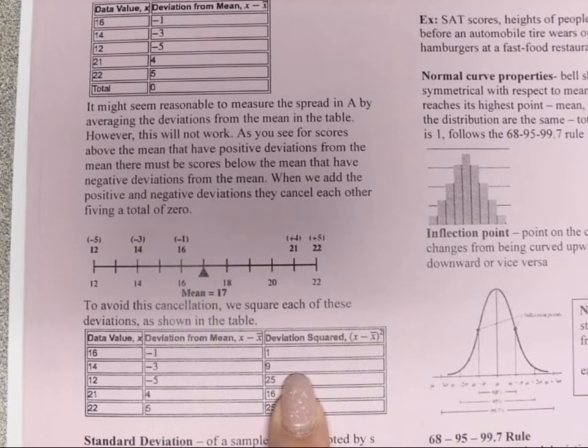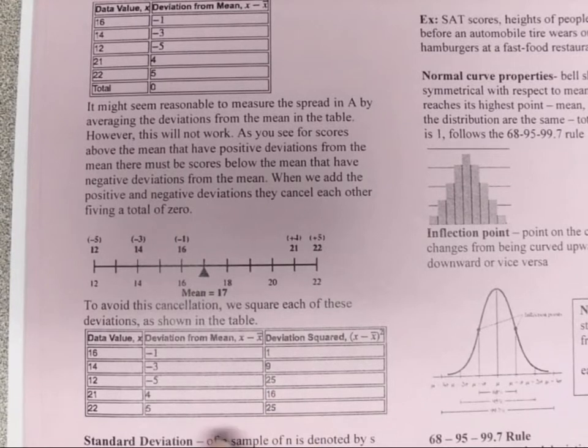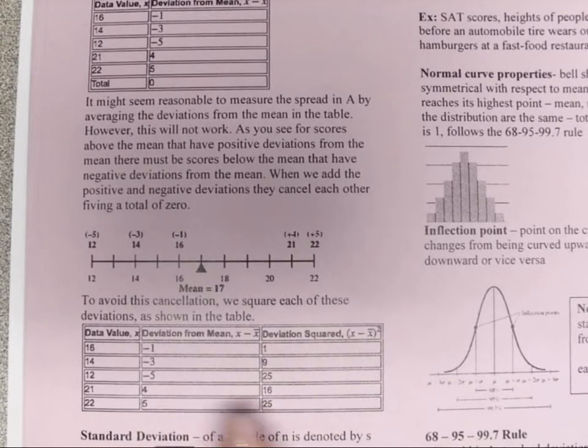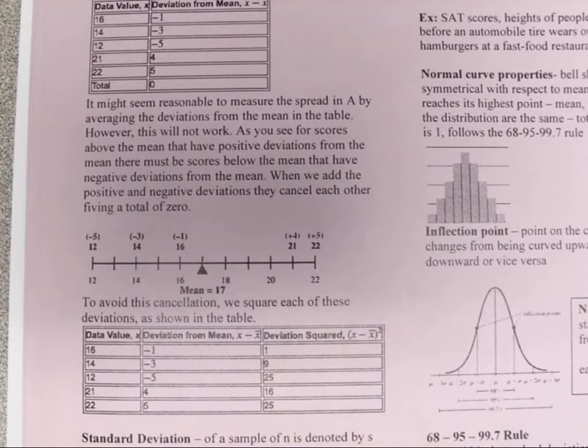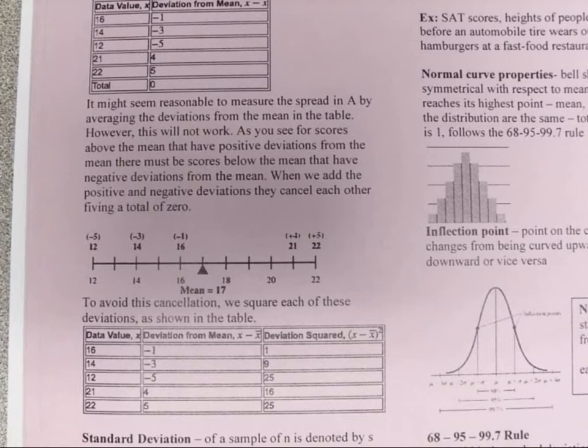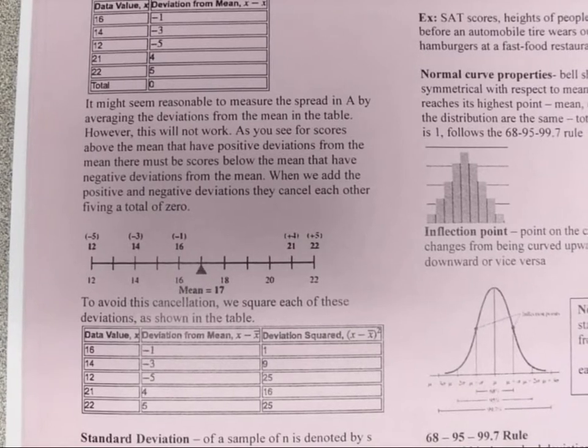Negative 3 squared will be positive 9. Negative 5 squared is positive 25. 4 squared is 16. 5 squared is 25. So that's where we can look at those and use that to figure more out.